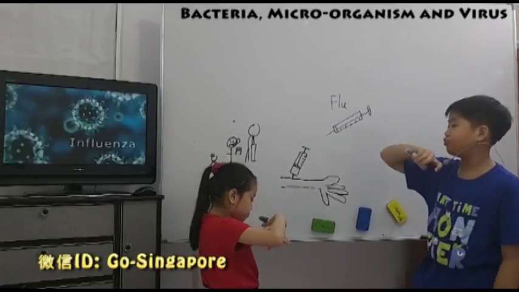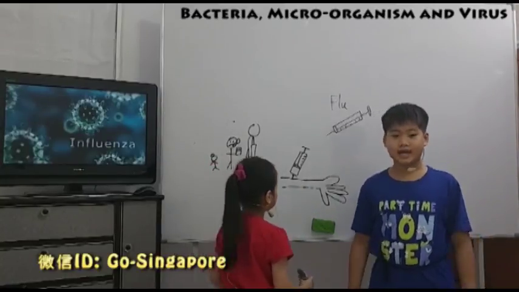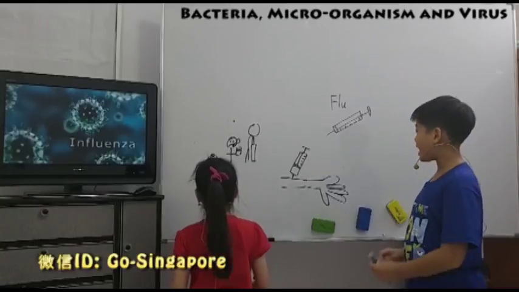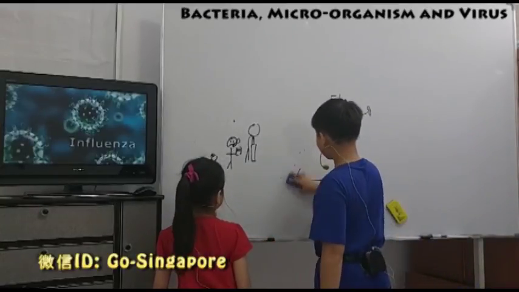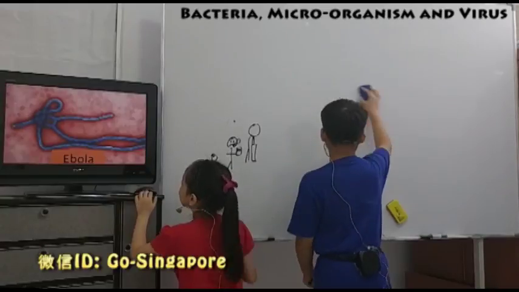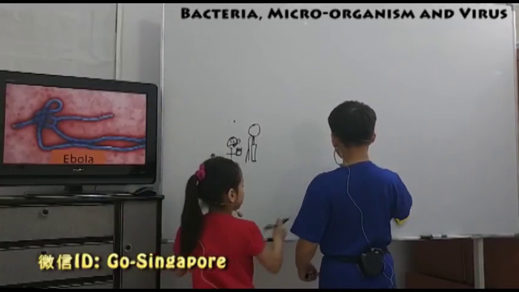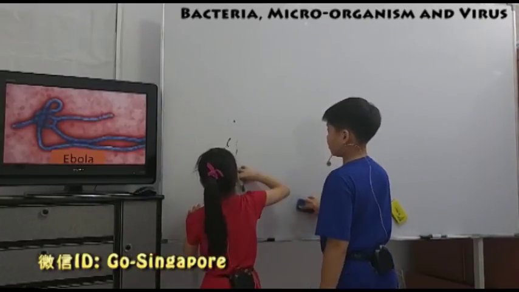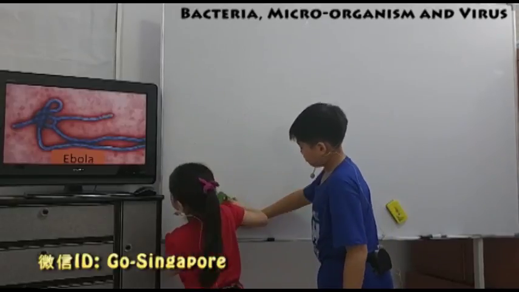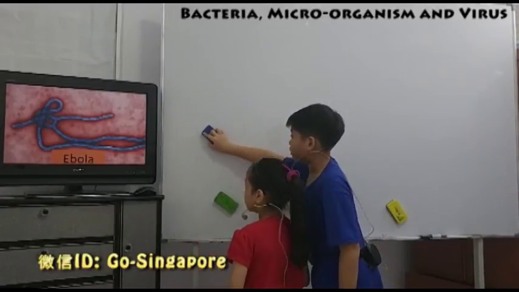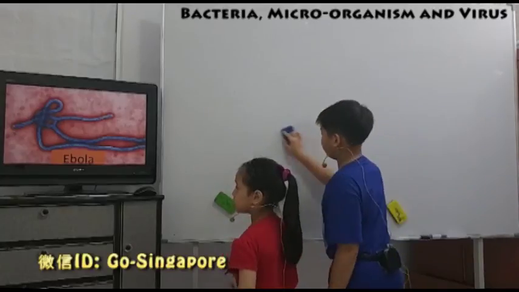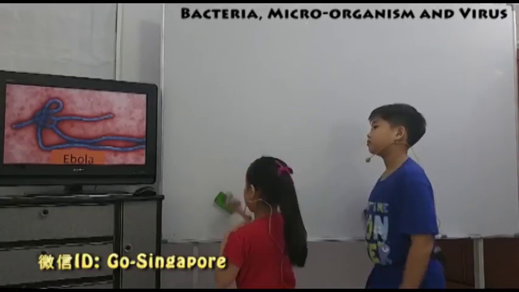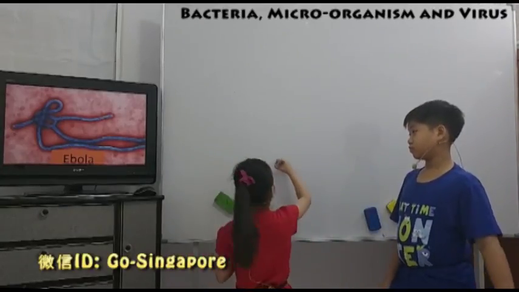So are you clear on influenza? Yes. Okay, next. Ebola. Can it be controlled? No, it mostly just damages our nerves. But it can cause other damage too.